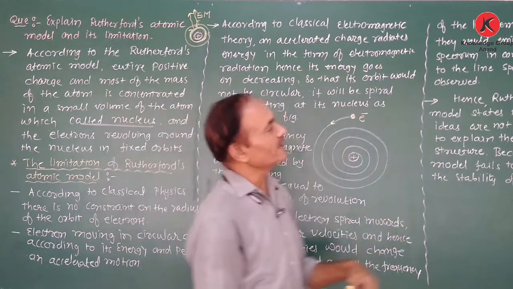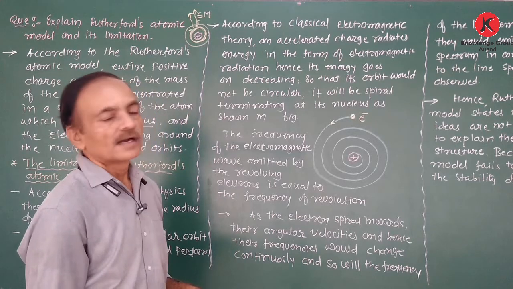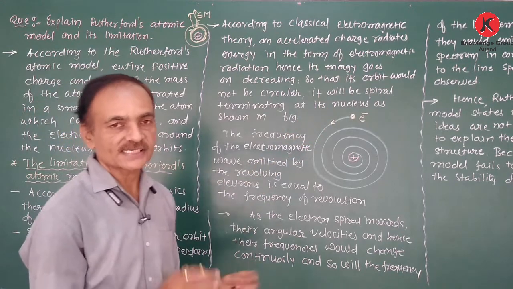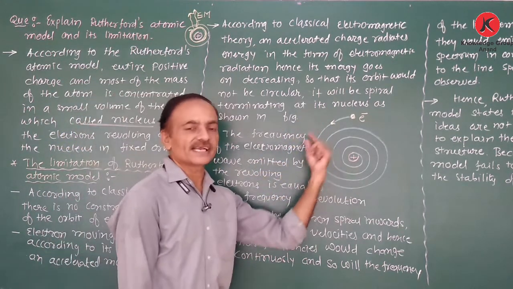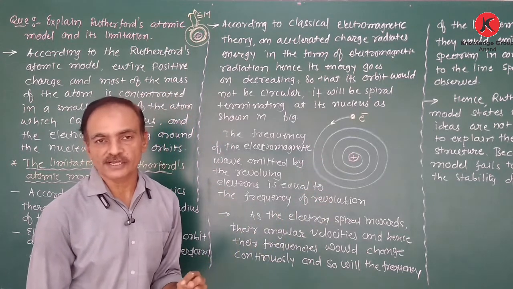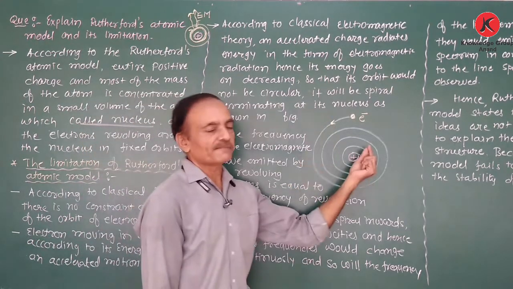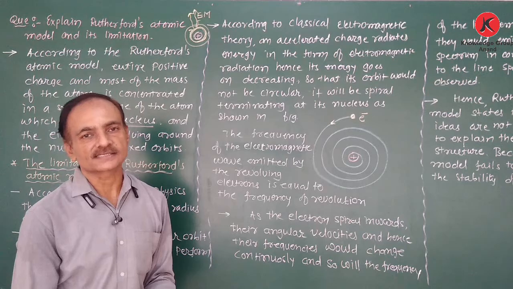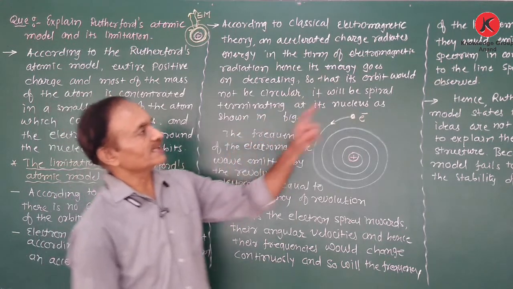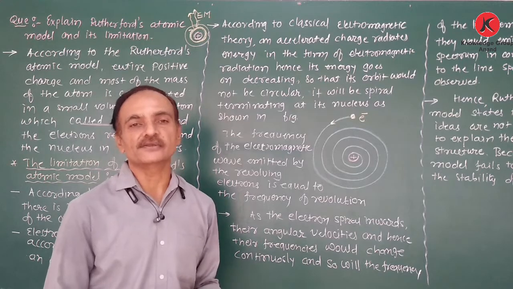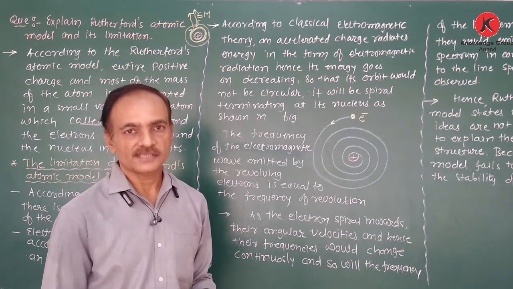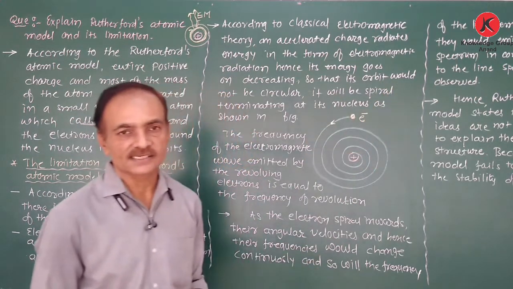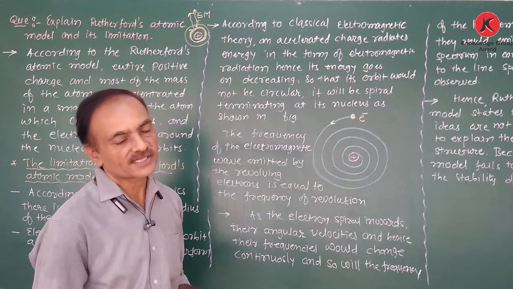But they would emit a continuous spectrum, in contradiction to the light spectrum actually observed. What does it say? As the energy decreases, the radius of the circular path also decreases, and hence the frequency of radiation continuously decreases. But actually, the spectrum we obtain is a line spectrum, where the frequency is the same, not decreasing. So that is the contradiction with the light spectrum actually observed.